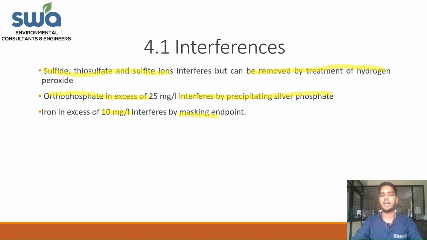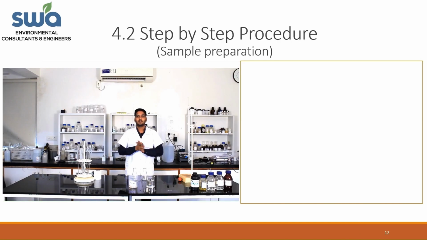by masking the endpoint. What is the meaning of masking the endpoint? The color of iron is red, so it can indicate the red color very early. So this is one of the interferences. Now we will see the step-by-step procedure for analysis. Let's start with the step-by-step procedure for chloride.